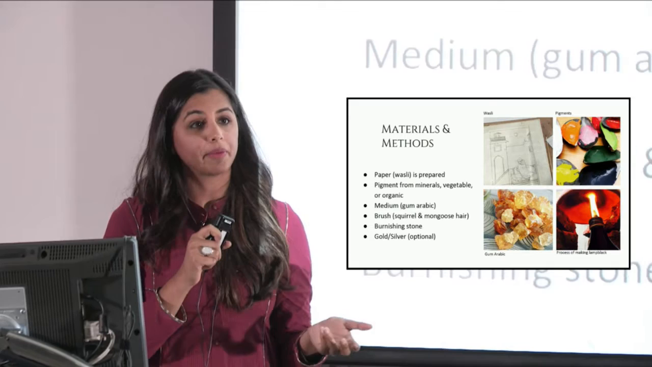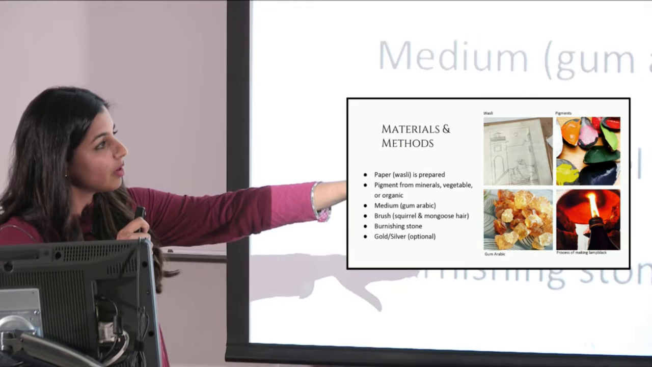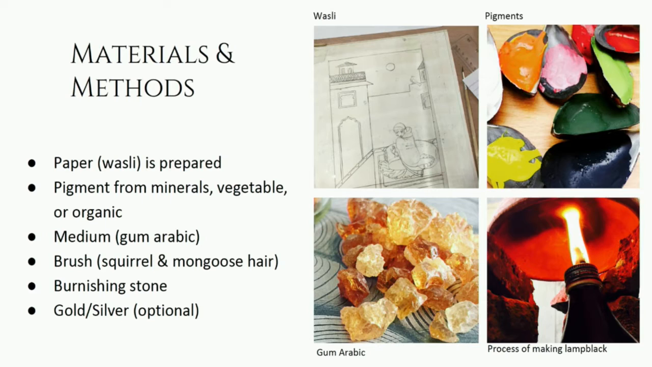The pigments came from minerals, vegetables, or organic sources. If you look in the bottom right corner, someone can read "process of making lamp black." That's me making lamp black in my studio. Lamp black is a black pigment that we use.